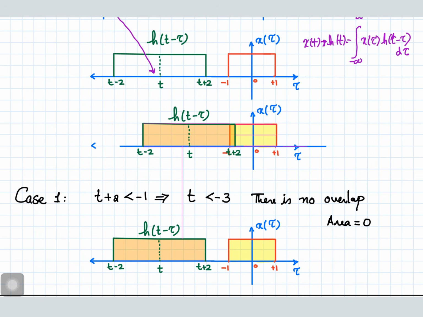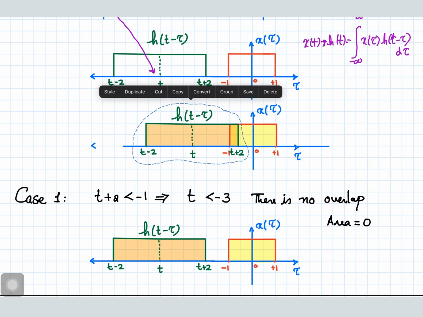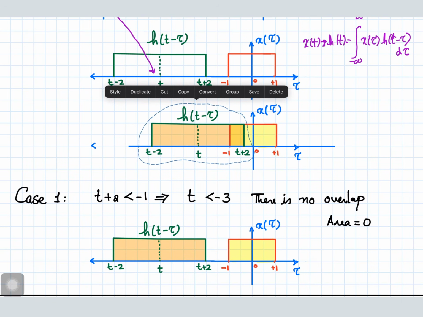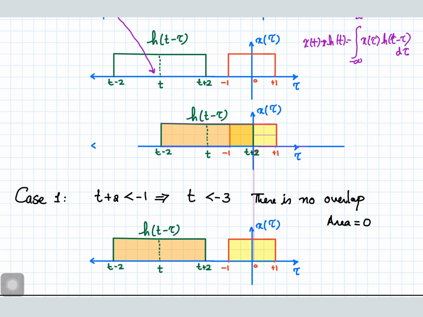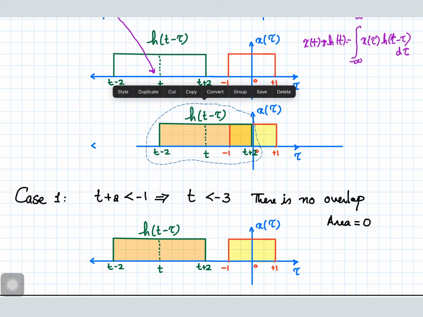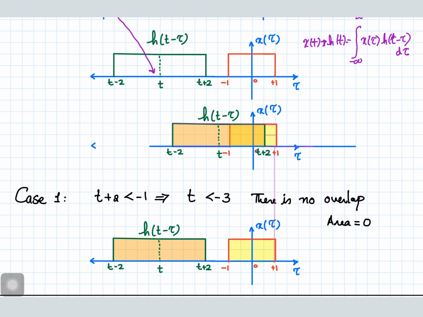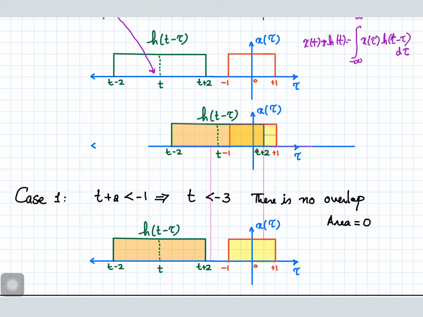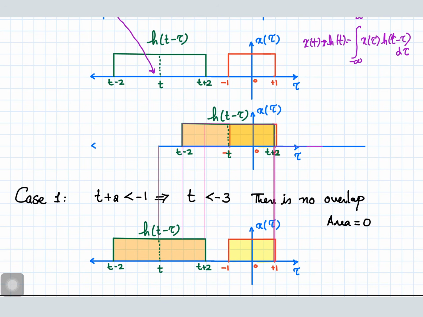Now if I move it onward, let's suppose over here t plus 2 is greater than minus 1, here you can see a small overlap. As t plus 2 increases, there is more and more area overlap. Now t plus 2 has become equal to 0, you can see this highlighted overlap, and so on. When t plus 2 becomes equal to 1, the area overlap will have increased up to this point. So starting from t plus 2 equal to minus 1, as t plus 2 increases, you can see the area overlap increasing, and that area is basically representing the convolution result of x of t and h of t.